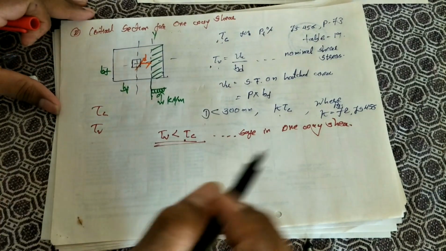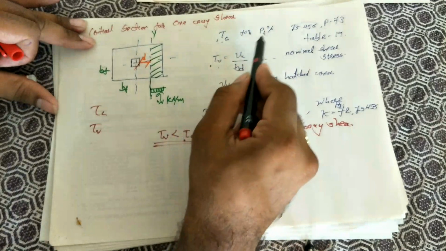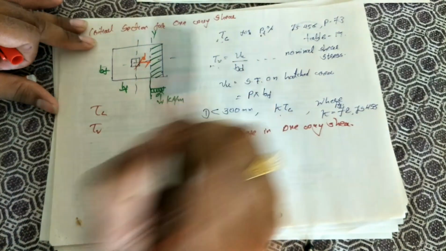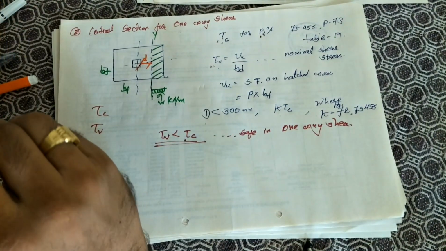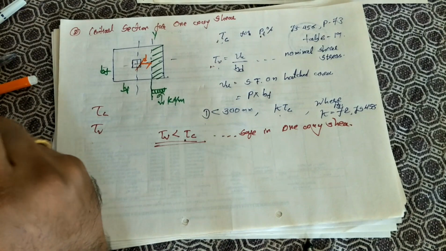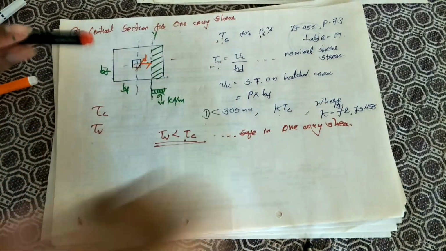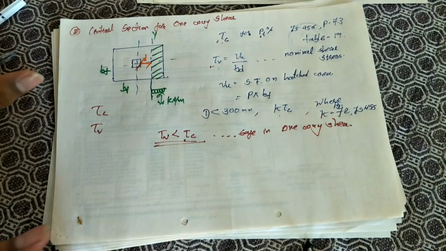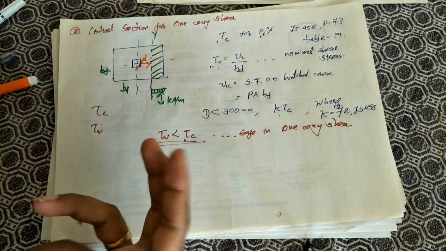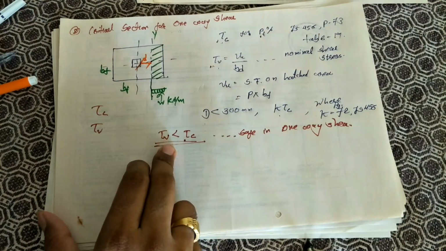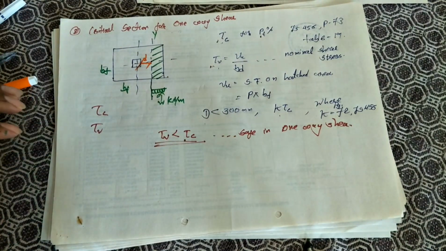Tau c is your design shear strength, which you get from the percentage of steel, and tau v you need to calculate from Vu, the nominal shear stress, Vu by bd equation. All the data you have, the upward pressure, then you need to check whether tau v is less than tau c or not. If this condition is satisfied, then you can say that our footing is safe in one-way shear.